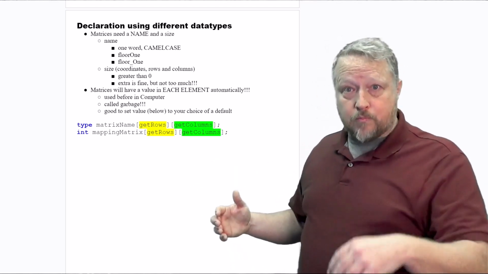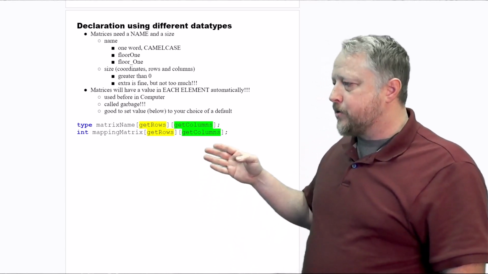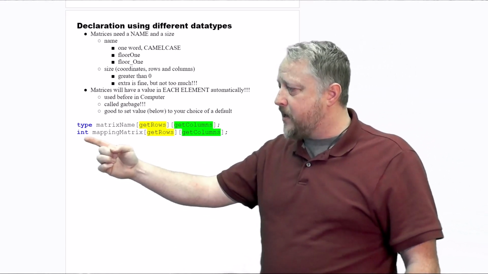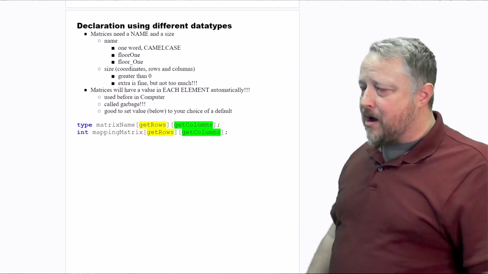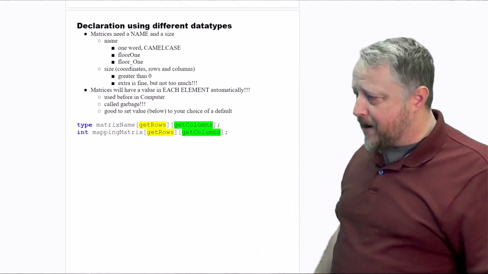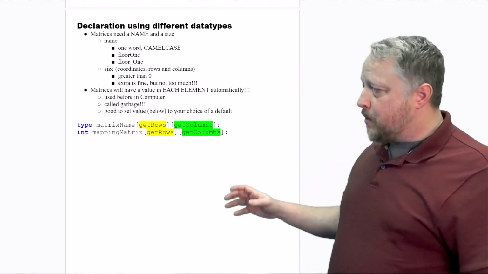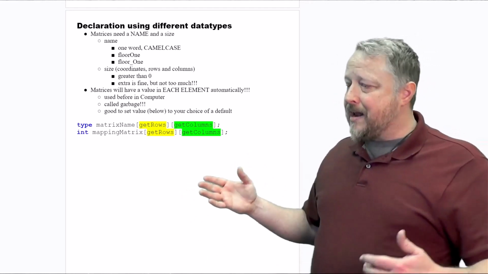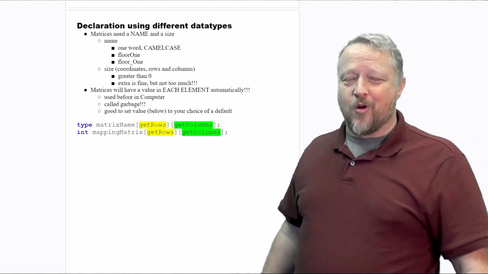So from previous experience, you might have had other programming languages. Just a heads up, I still need a name. I still need a space in between the type and the actual name of the matrix. Make sure it's a well-named matrix so I know what the heck is going on. But other than that, that's about it. Not a lot of difference between this and a 1D or regular array.